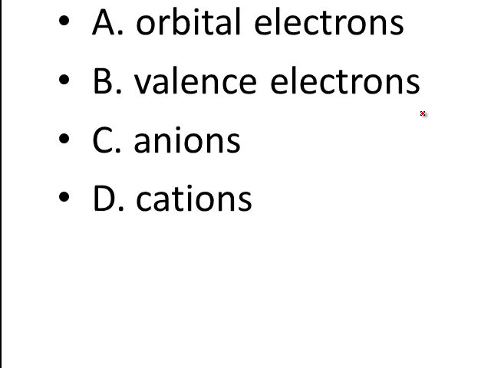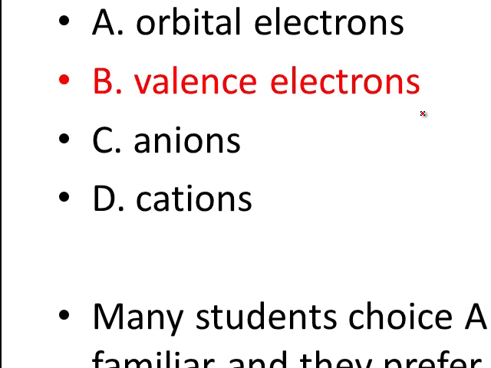Now let's read number 3. The electrons in the highest occupied energy level of an atom are called orbital electrons, valence electrons, anions, or cations. The correct answer is one of those 4. The answer is valence electrons.